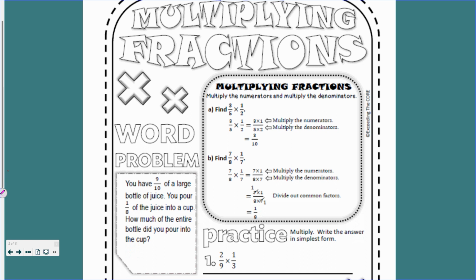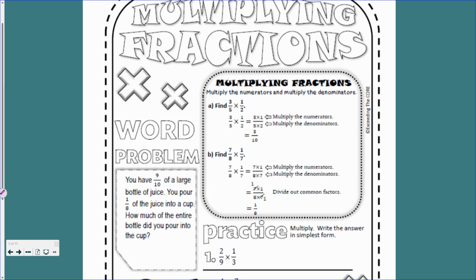We know that when we multiply fractions, we multiply the numerator and then multiply the denominator. Yes? So you are multiplying the two top numbers and then the two bottom numbers. Any questions about that? What do you do after you multiply the two top numbers and two bottom numbers? See if you can simplify.